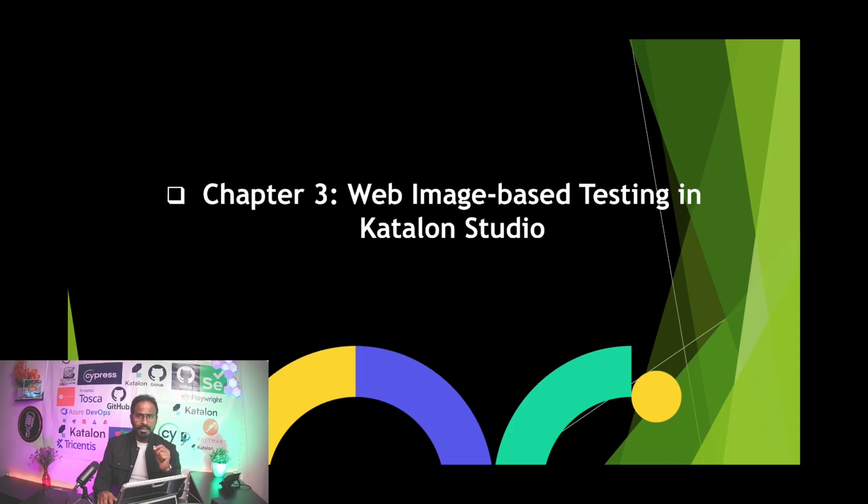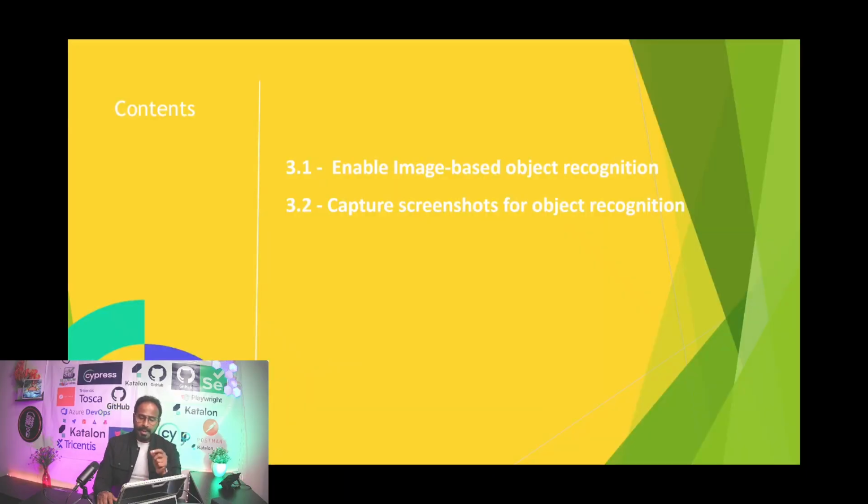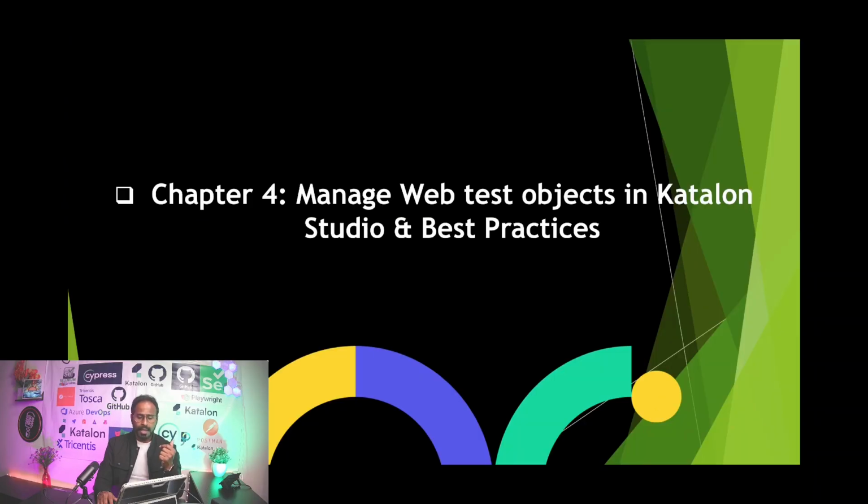And then in chapter 3, I'm going to talk about web image based testing in Katalon Studio. And as part of this particular chapter, I'm going to cover how can you enable image based object recognition in Katalon Studio and how can you capture the screenshots for object recognition by using Katalon Studio and how to add image locator to objects.